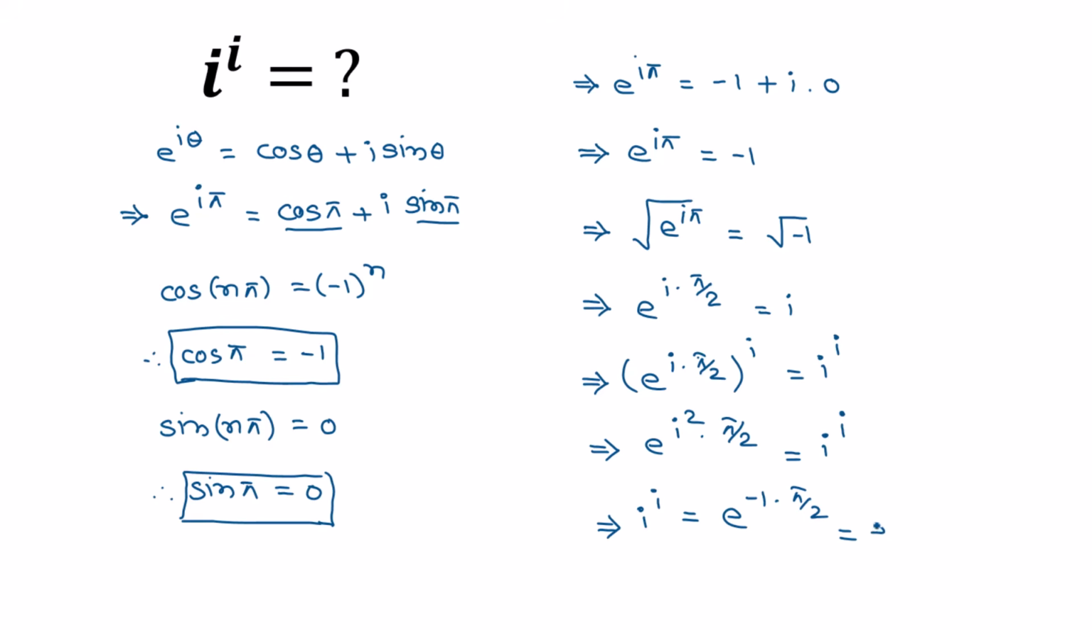This is equal to e to the power of negative pi over 2. This is a real number, and the approximate value of e to the power of negative pi over 2 is 0.20788, and this is the approximate value of this. So I to the power I is equal to the approximate value 0.20788, and this is the value of I to the power I.